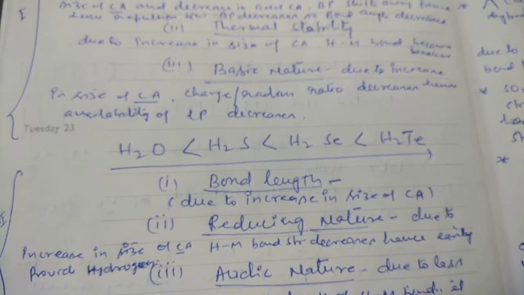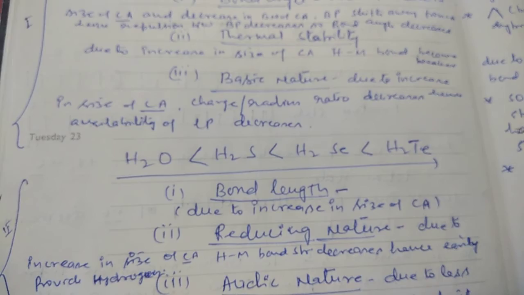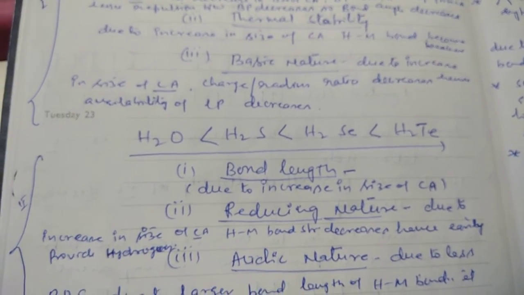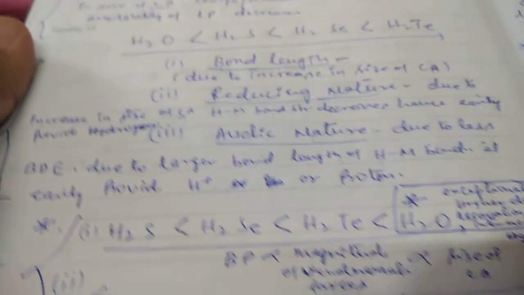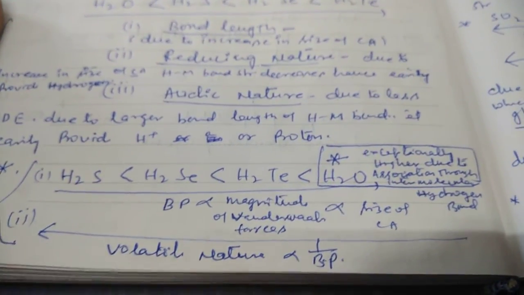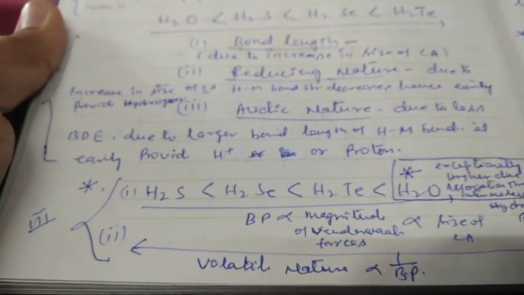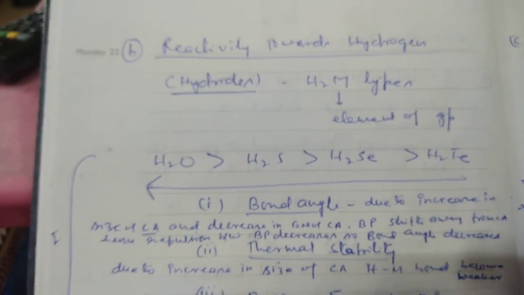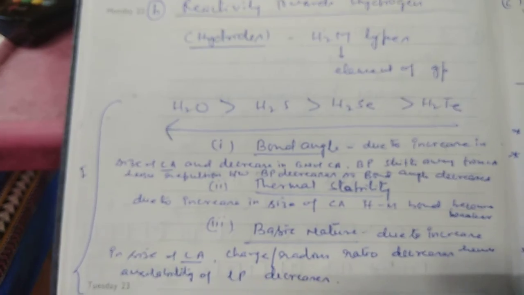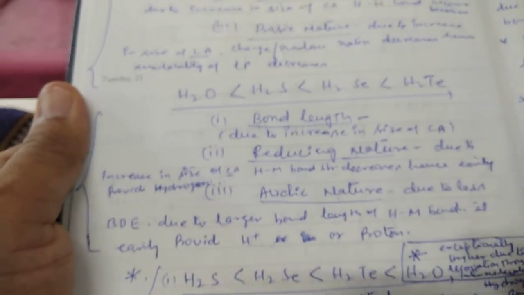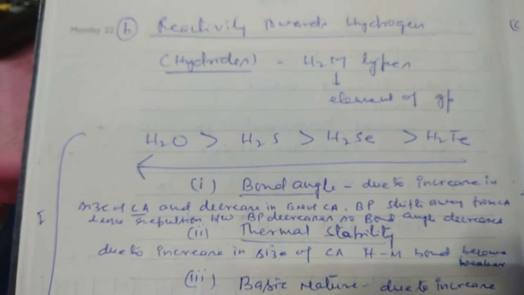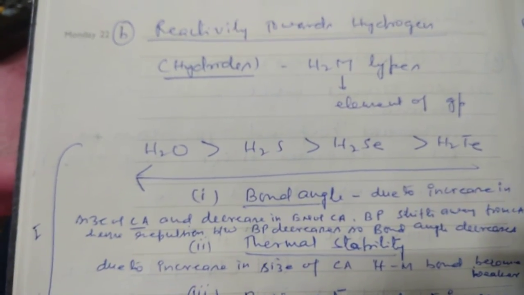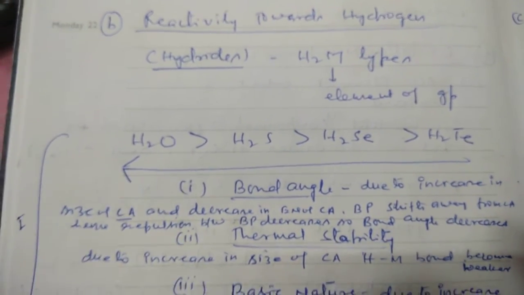In group 15, ammonia exceptionally gives a different order due to association through intermolecular hydrogen bonding, while in group 17, hydrogen fluoride also gives a different order because of association through intermolecular hydrogen bonds. Class, today your work is to prepare the properties of hydrides very well. Definitely it will give scope for a minimum of one question in your CBSE board examination. Thank you very much.